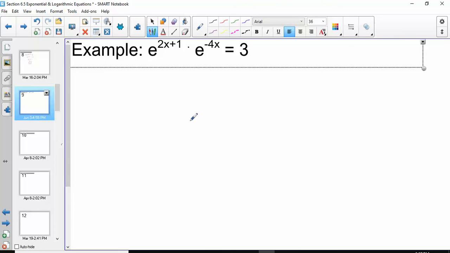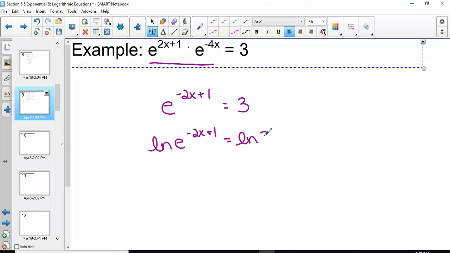A last example for today. We have to start out by combining these. I can't add a log unless there's only one thing on this side. Remember from our common base problems, if things are multiplied, you put them together by adding exponents. So 2x plus 1 plus a negative 4x is negative 2x plus 1. We can't get a common base, so we have to add a log. Because I have a problem with an e, I'm actually going to choose to add the natural log. That's not required, it just makes it a little bit easier.